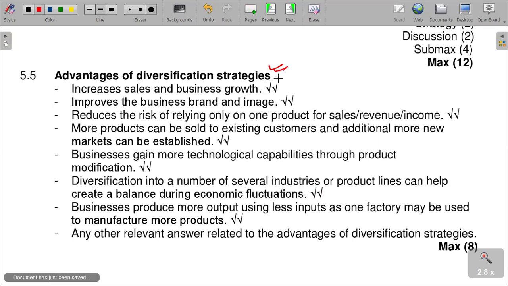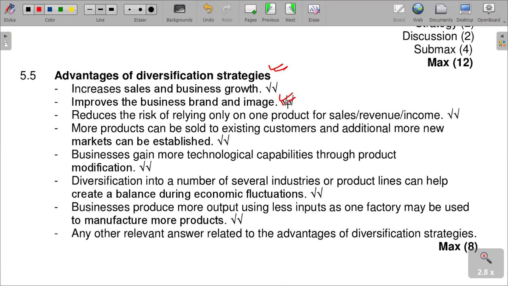Diversification increases sales and business growth. Sales, as we have said, can increase because of diversification, and then business growth. It improves the business brand and image. Diversification helps to increase business brand and image. It reduces the risk of relying only on one product for sales or revenue.